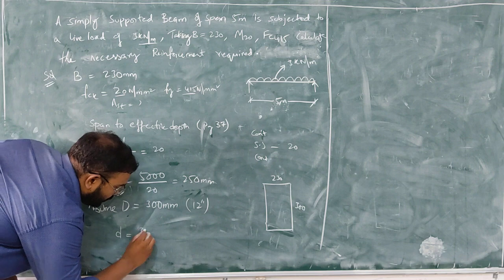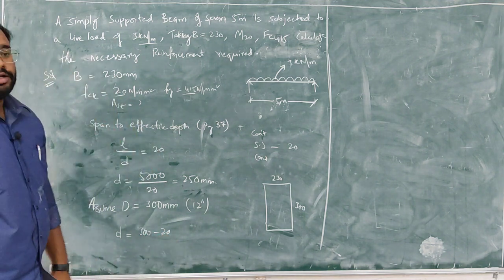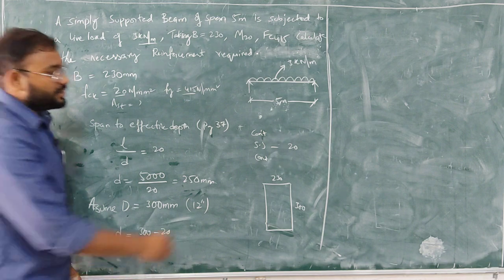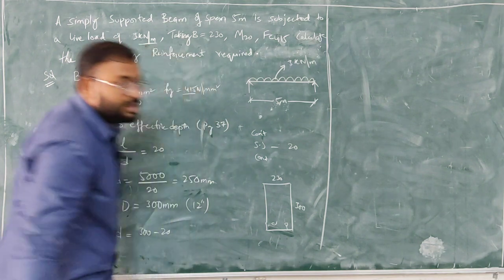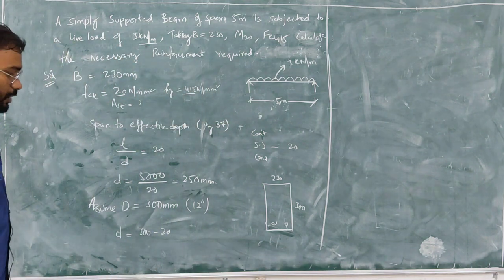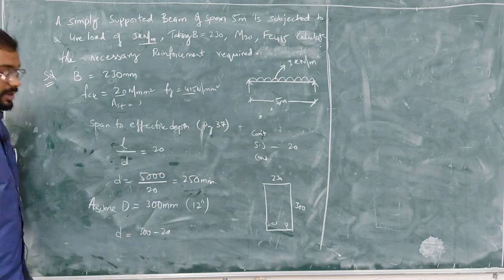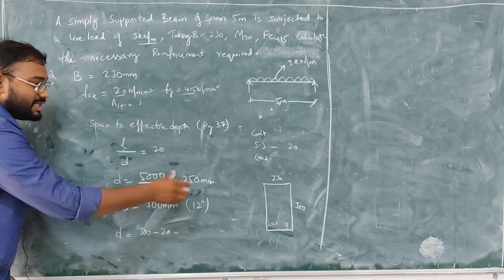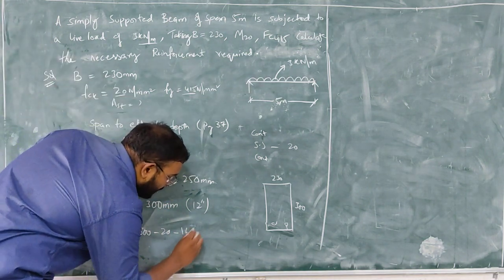Small d is equal to 300 minus 20. 20 is what? Nominal cover or clear cover. Clear cover for the reinforcement, from the face of the reinforcement to the bottom tension part of the beam. Okay. This is clear cover. Minus, you need to assume some diameter of bars. Let's assume 16 mm diameter bar.